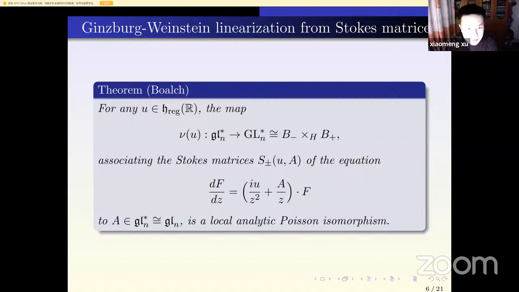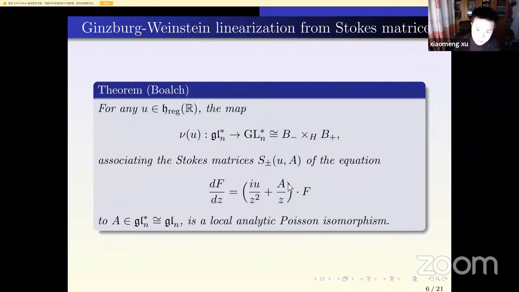So the first theorem, which Philip Boalch proved around 2000. He proves that for any u, where u denotes the regular Cartan elements, the real regular Cartan elements of gl_n, which is a set of diagonal matrices with real and distinct eigenvalues, the following map, which associates the Stokes matrices of the following equation to the residue matrix A, is actually a local analytic Poisson isomorphism.